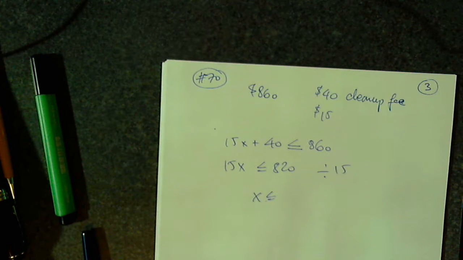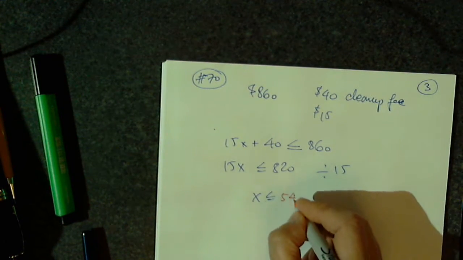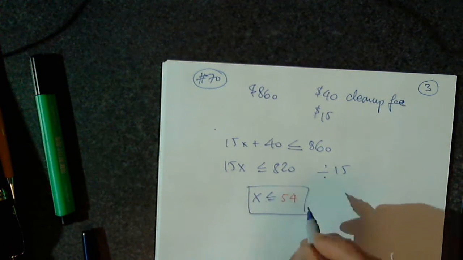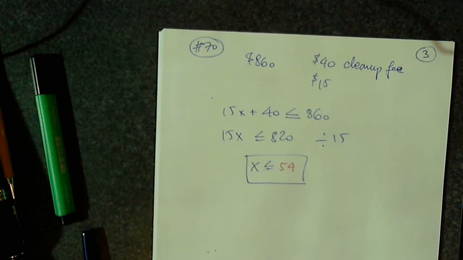Sorry about that. So I'm not going to round up and say it's 55 people, because 55 will exceed the budget of 860. And I cannot say 54.6 people either, right? So I'm going to say 54. But this cannot be written in interval notation when it comes to people. So writing it like this is really incorrect.